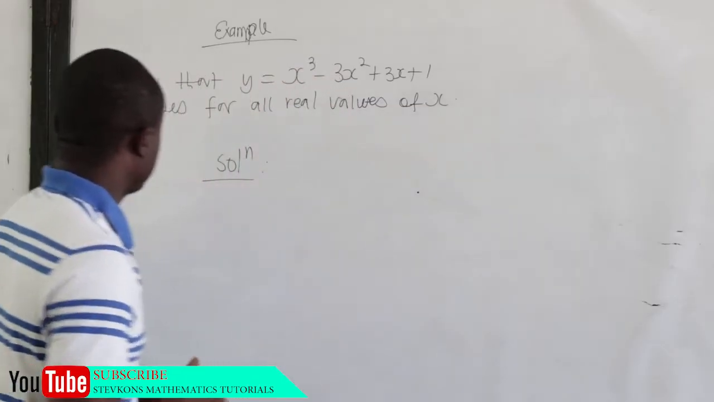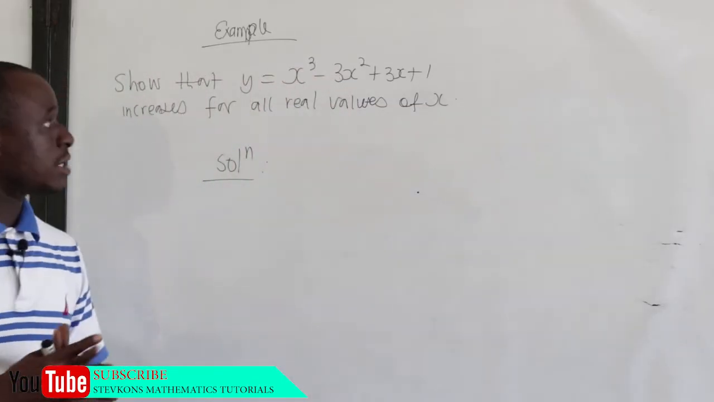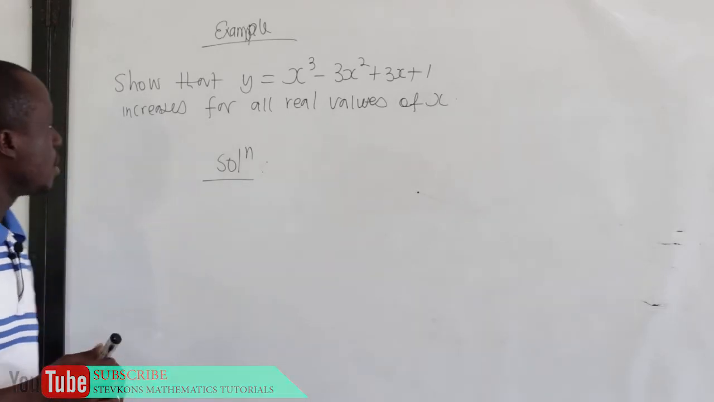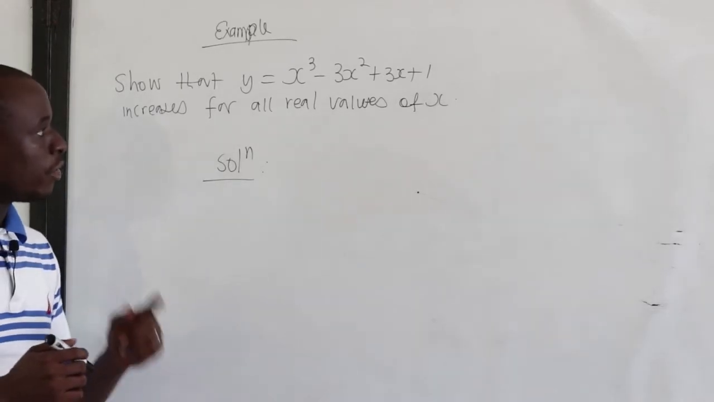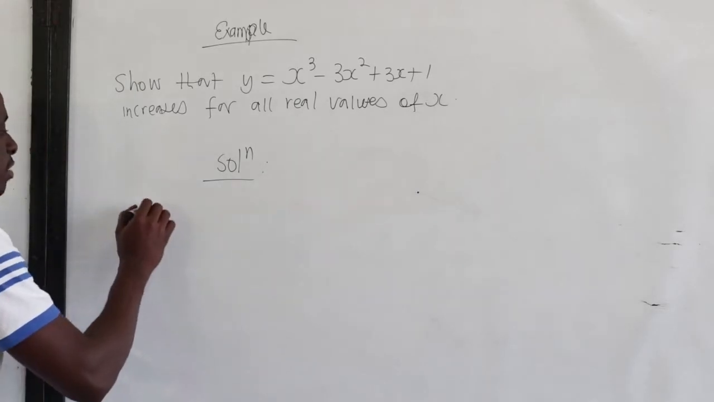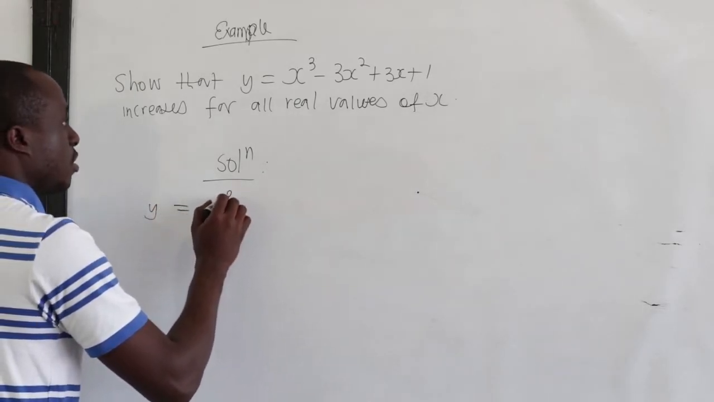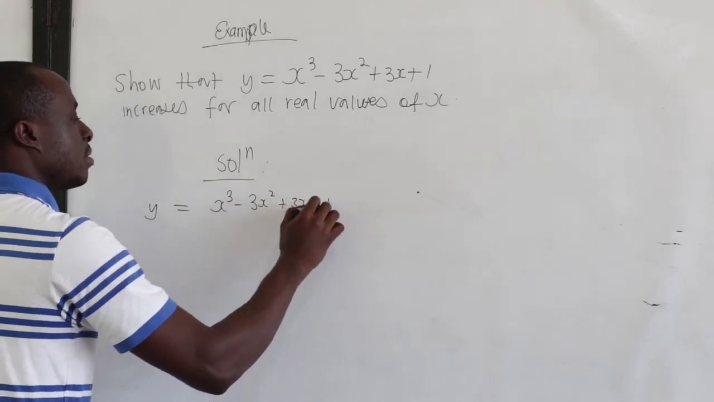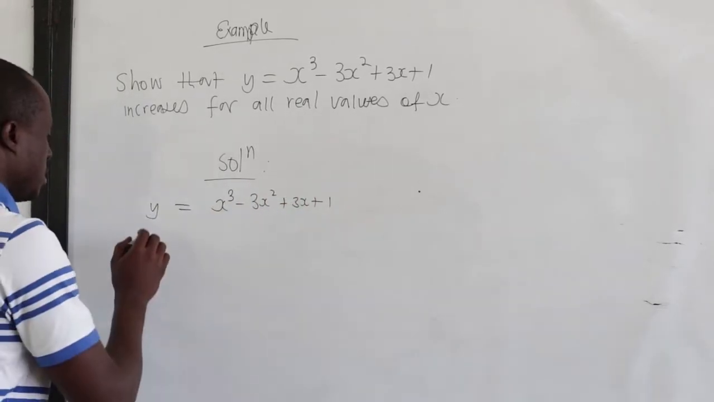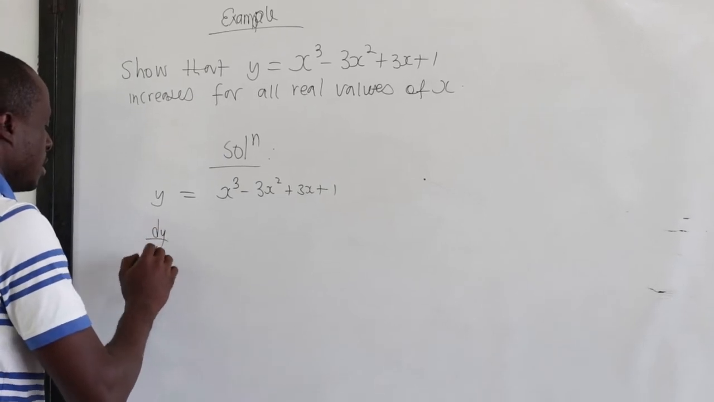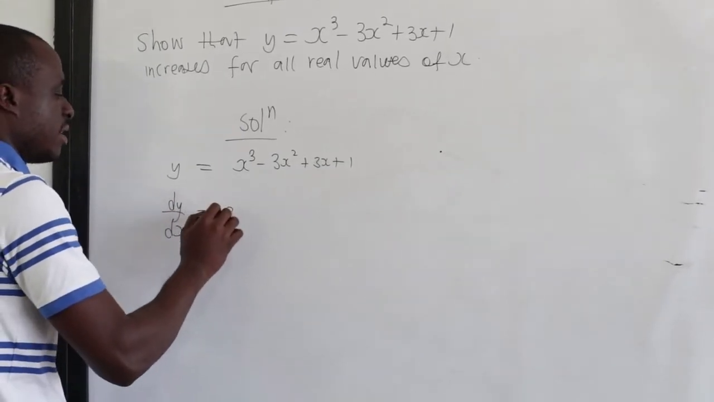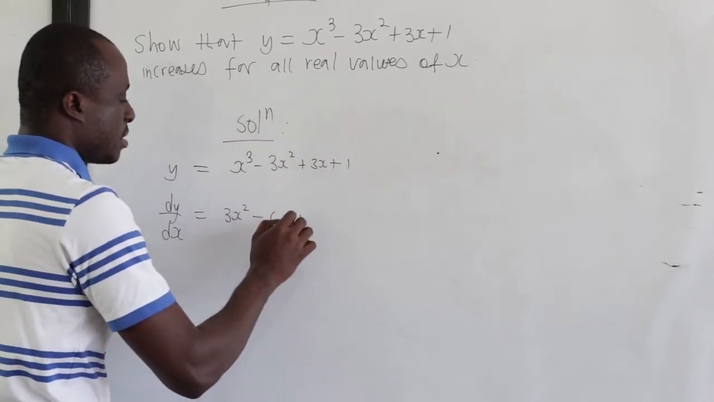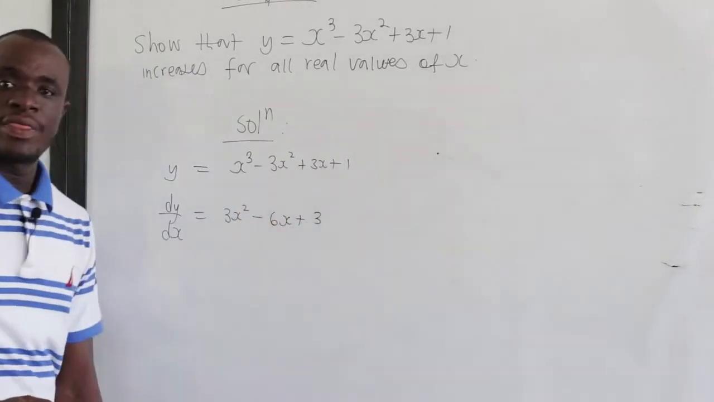Let's consider the first example. Show that y equal to x cubed minus 3x squared plus 3x plus 1 increases for all real values of x. Now you have y equal to x cubed minus 3x squared plus 3x plus 1. Now from the theorem, let's differentiate this. So dy/dx will give us 3x squared minus 6x plus 3.